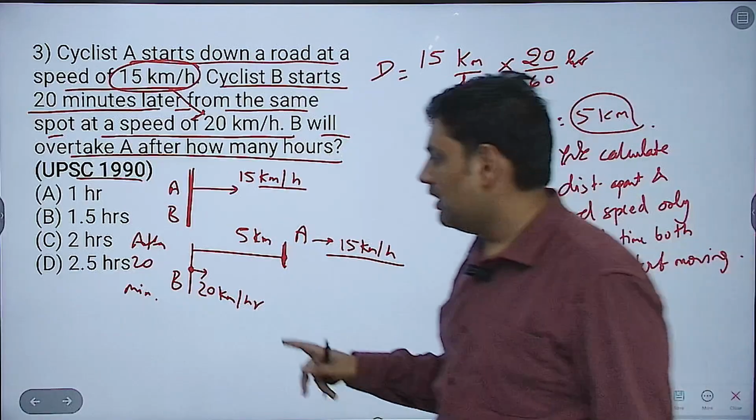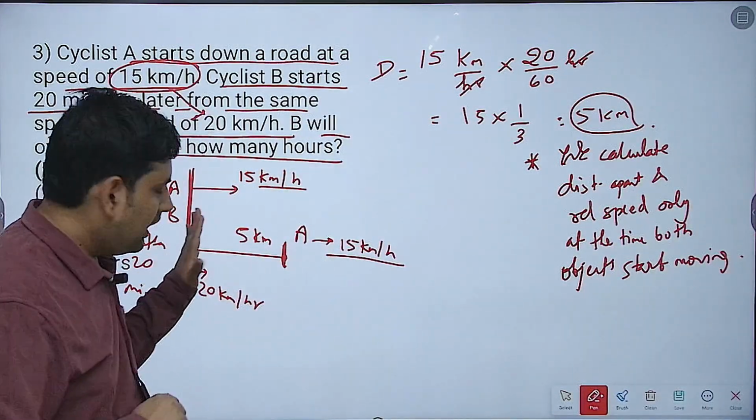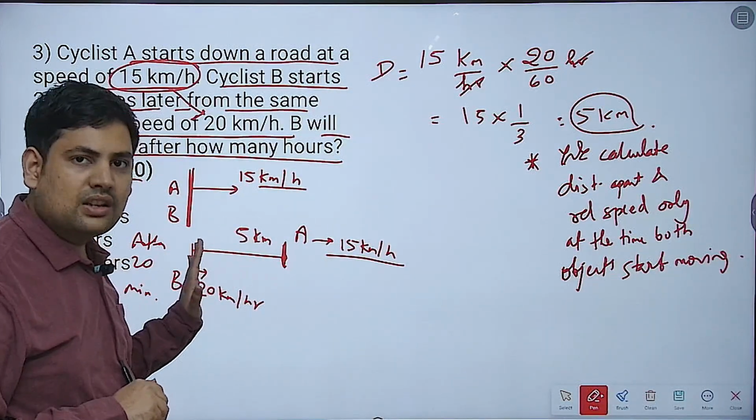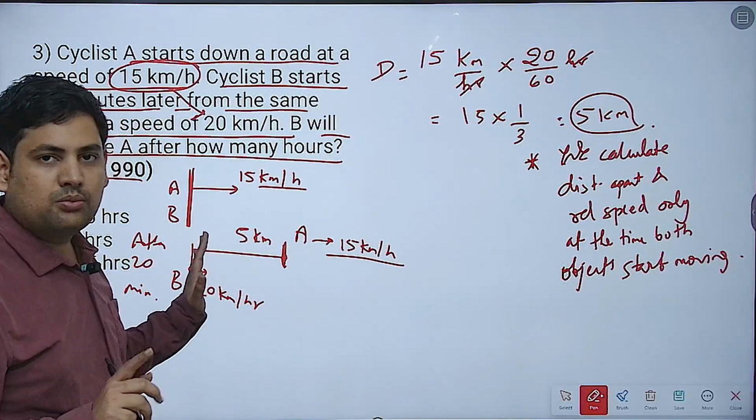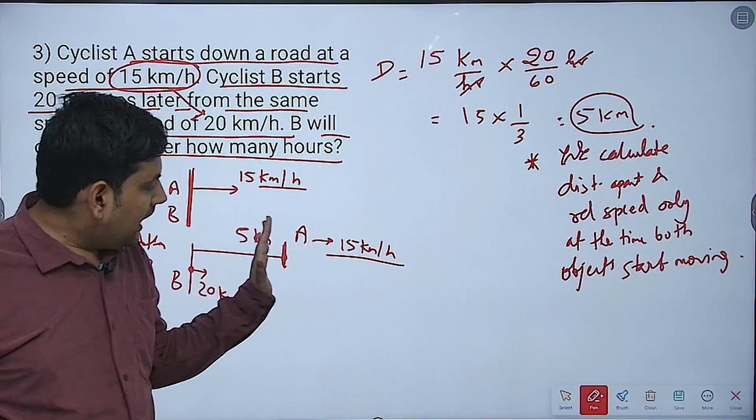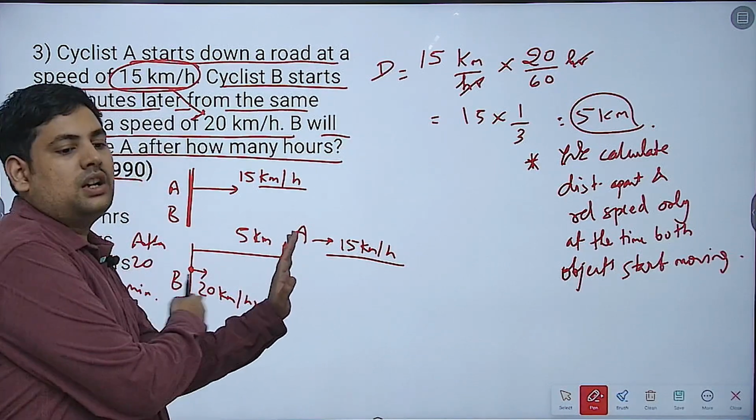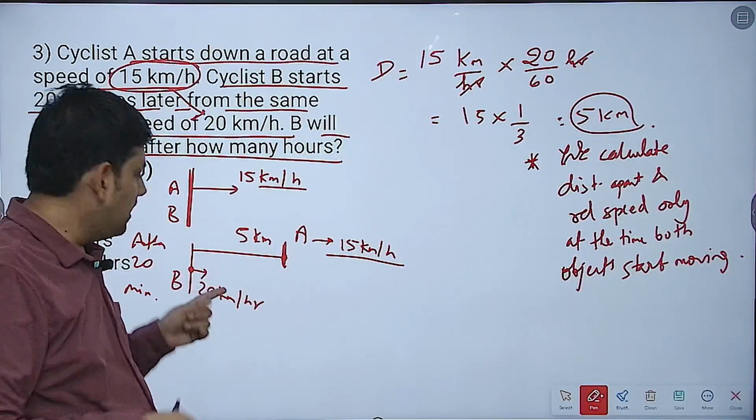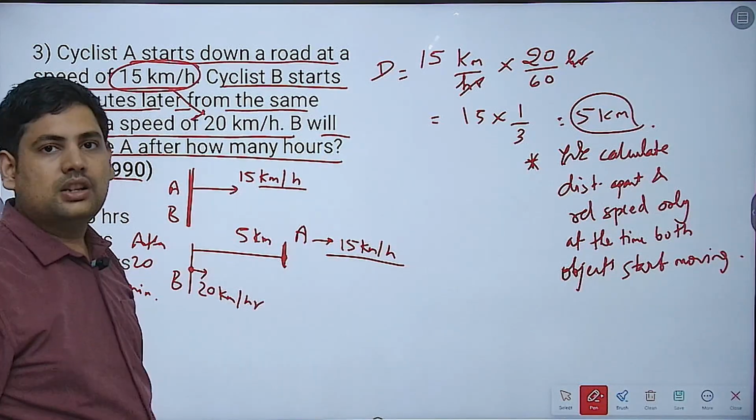So first thing is when they both start moving. Right now A is moving, but B is still in its place. So B is not moving. So we cannot take the distance apart, relative speed, nothing here. When A reaches 5 km, now B starts moving. So now we will take this distance and now we'll take the relative speed.